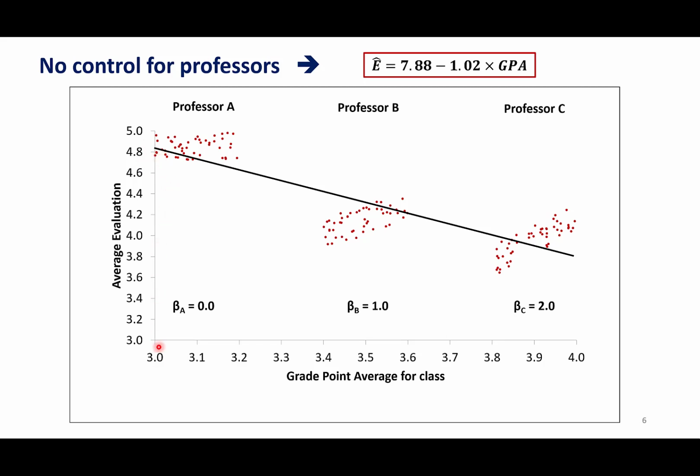Okay, that's the predicted value when you have a GPA of 3.0. If we actually move the graph way to the left and went to a GPA of 0, then the predicted value would be 7.88. Now what hopefully you should find disturbing is that we have a coefficient estimate on GPA of negative 1.02. And we know that's wrong because we see that there's an upward slope for at least 2 of these professors. And so it really can't be a negative effect.